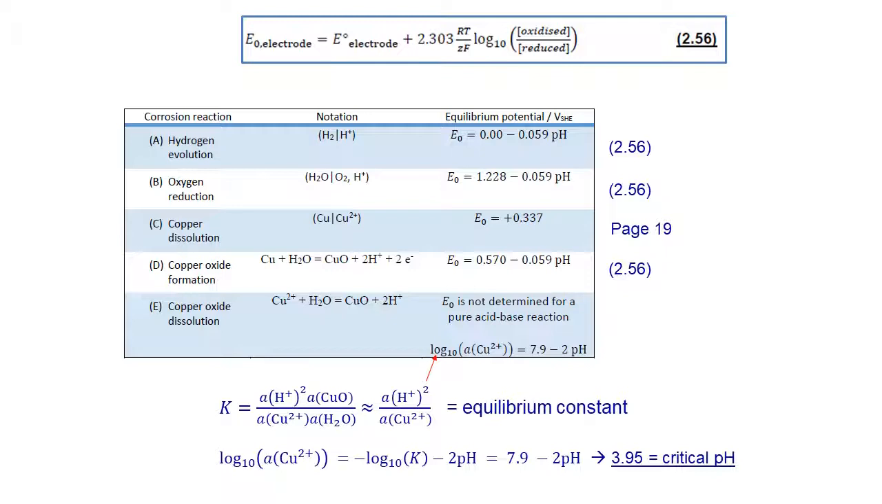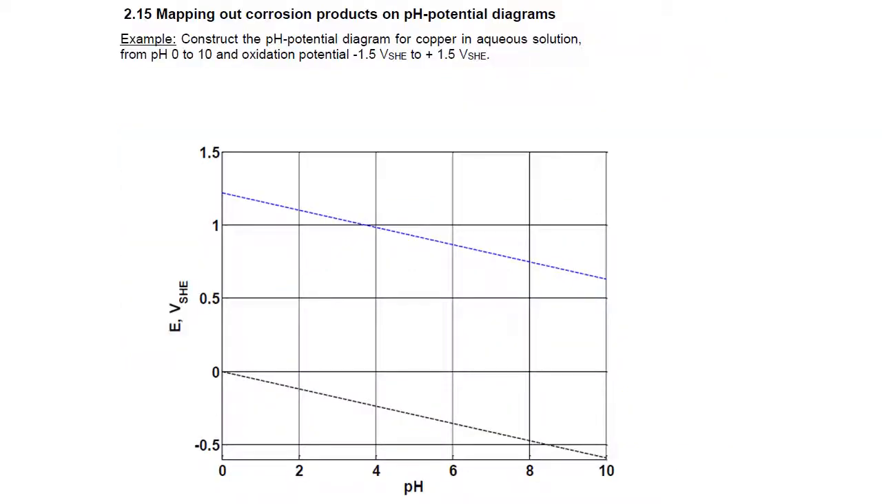Now, we can take that information and draw a pH potential diagram on the next page. The pH potential diagram starts off as an empty piece of graph paper like this, with pH on the x-axis and redox potential E in volts SHE on the y-axis.